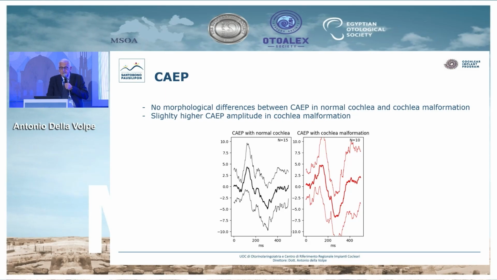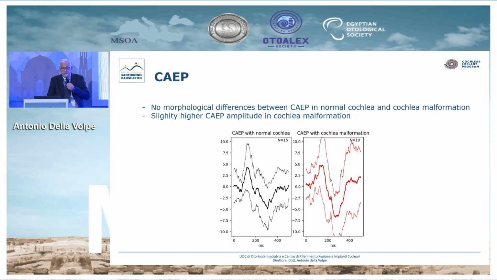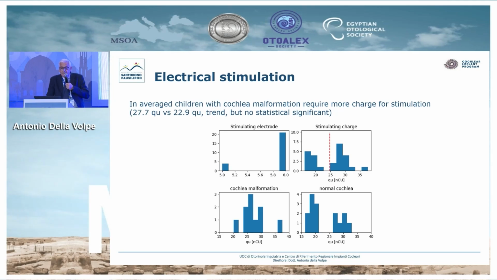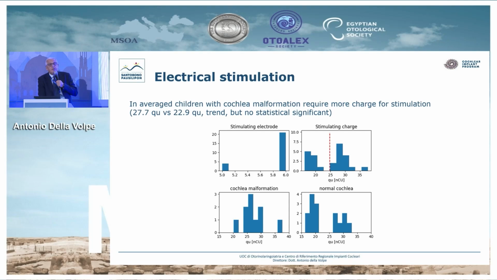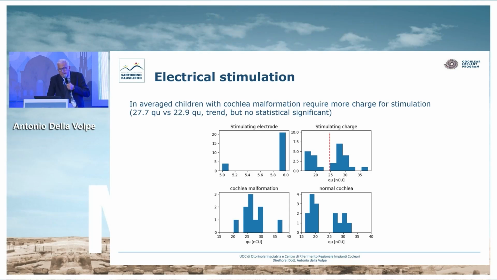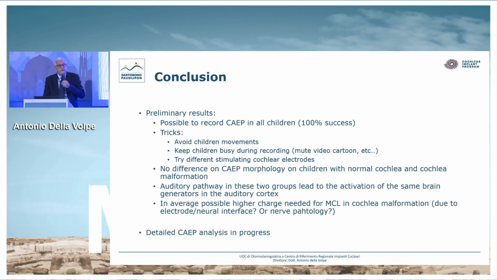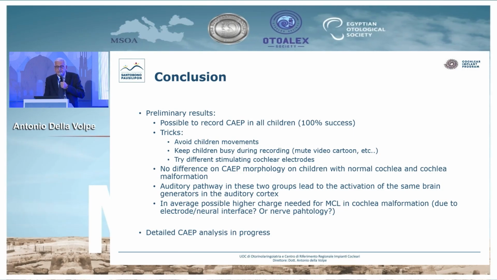Cortical potential amplitude in cochlear malformation shows a very small difference. Every child with cochlear malformation requires more charge for stimulation. This is the most important difference, because to have the same cortical potential, you have to use a higher level of stimulation. In conclusion, preliminary results: it is possible to record the cortical potential in all children, 100% success.